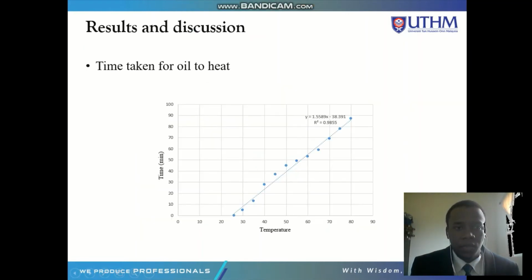Okay, so now we start the results and discussion. This is the first graph, which is the time taken for the oil to heat up. This is just to test the oil.